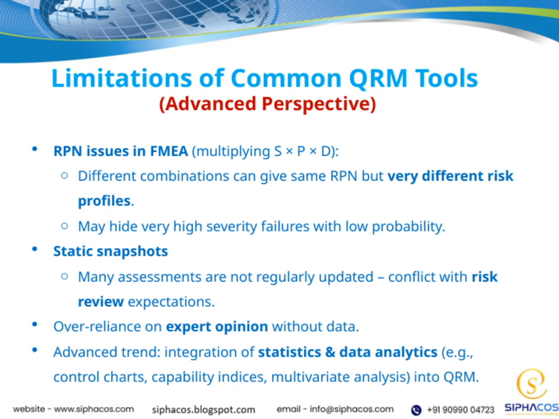On the positive side, there's a growing trend towards integrating more advanced statistical methods and data analytics into QRM. Techniques like control charts, capability indices, and multivariate analysis are helping us move beyond simple checklist approaches and make our risk assessments more dynamic and data-driven. Overall, understanding these limitations helps us improve our risk management strategies and ensure we're capturing the true picture of potential failures.